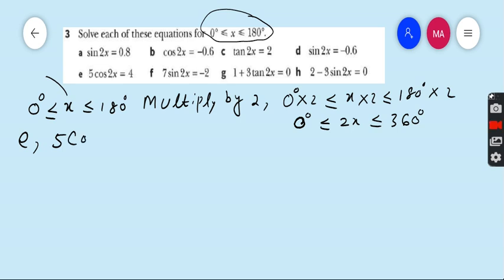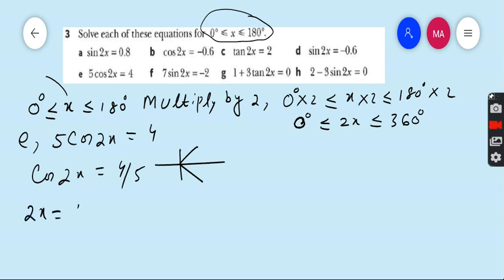5 cos 2x is equals to 4. Then cos 2x is equals to 4 upon 5. And you know this value is positive. Cos is positive in first and in fourth quadrant. So 2x is equals to cos inverse 4 upon 5. Cos inverse 4 upon 5 is 36.86.